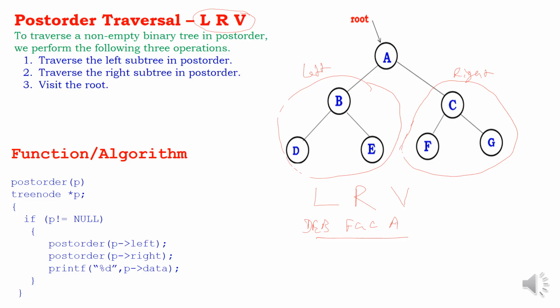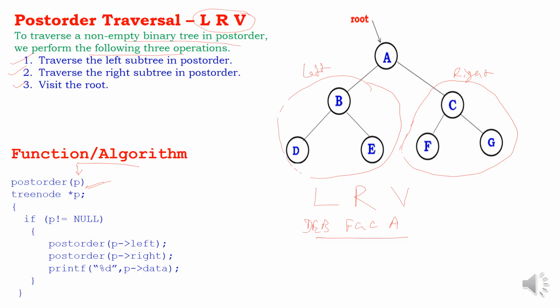This we need to perform using a function or algorithm. So the definition is to traverse a non-empty binary tree in post order, we perform the following three operations. First, traverse left subtree in post order, then traverse right subtree in post order, then visit root node. The same three instructions we are implementing just like a function in C. Post order P. We want to perform post order traversal of a binary tree. The binary tree is P. So input is P. P is a binary tree.